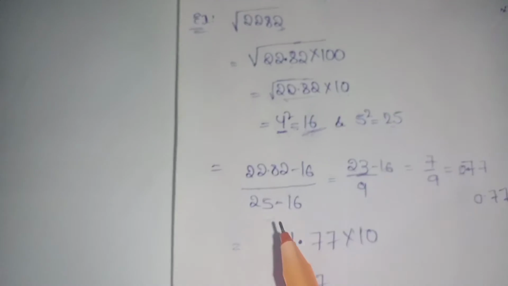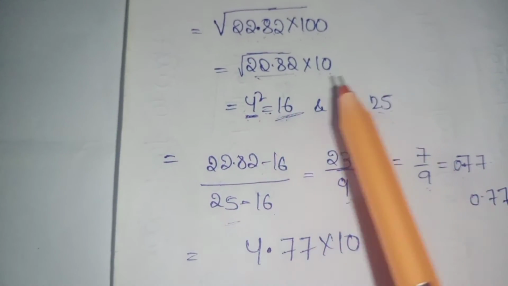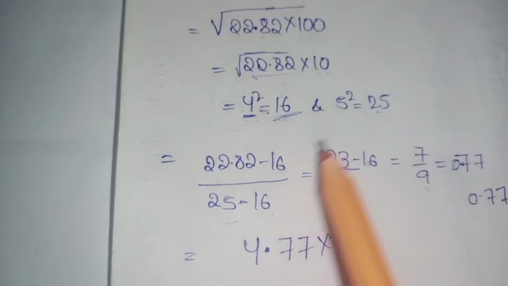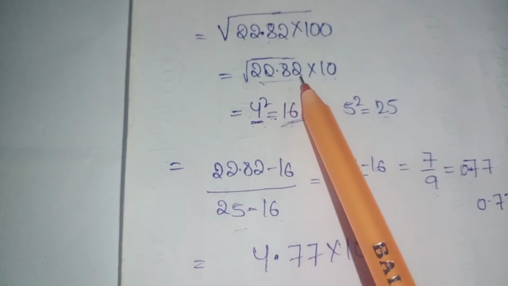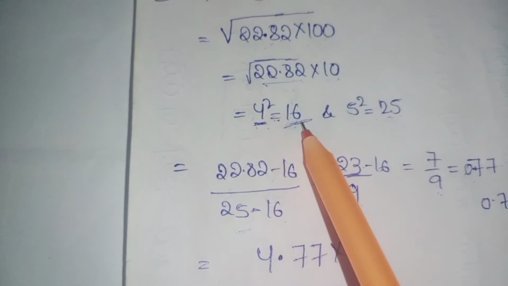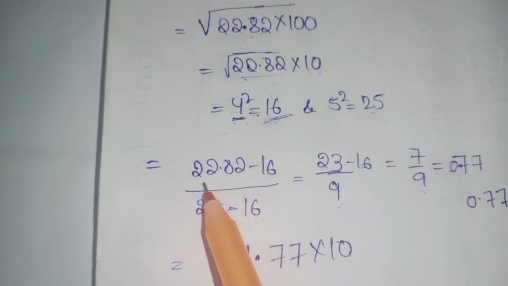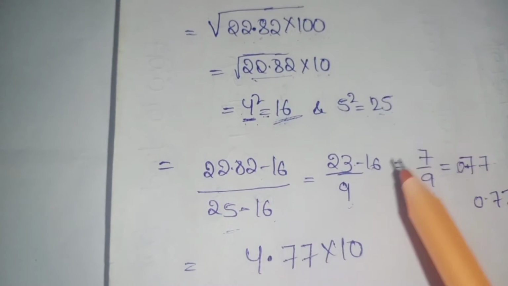Next step, in the denominator we have to subtract 25 minus 16. In the numerator we have to subtract 22.82 minus the first value, the lesser value. What is the lesser value? 16. Right? Here 22.82 is approximately 23, so I am taking 23.